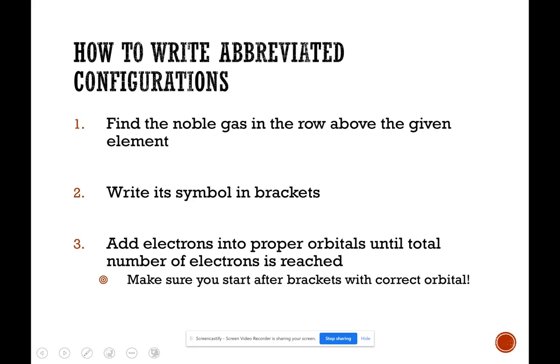So when you are writing abbreviated electron configurations, you will find the noble gas in the row above the given element. So it's always the row above. You're going to write its symbol in brackets and then add electrons into the proper orbitals until the total number of electrons is reached. It's really important to make sure that you start after the bracket with the correct orbital. So all noble gases end in p6. And if you look at the electron placement diagram, after p always comes s. And so you always start after the brackets with whatever the next s is.